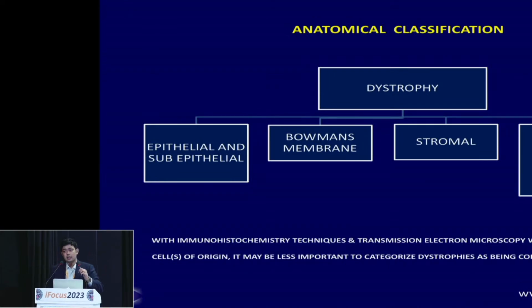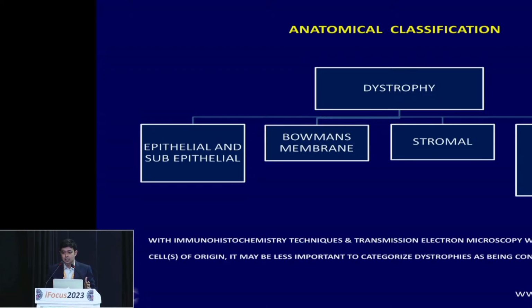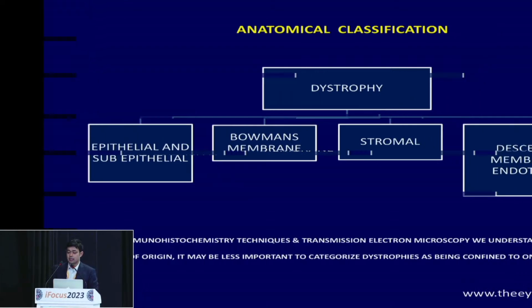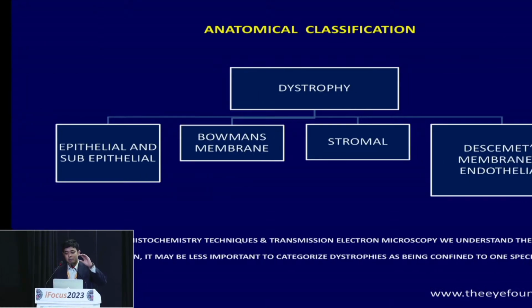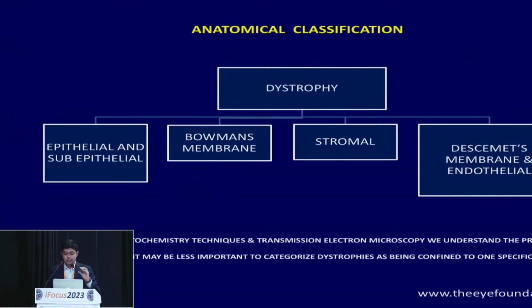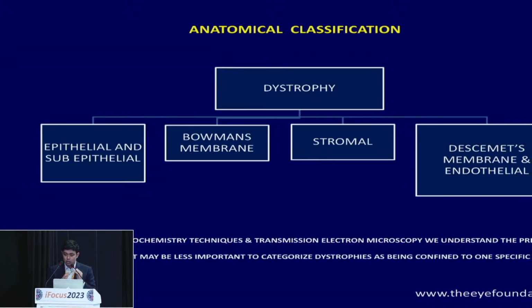So classically we had the anatomical classification, and that is how I will discuss the rest of the topic. Essentially we divide them into epithelial and subepithelial, then the Bowman membrane dystrophies along with the anterior stromal, the stromal dystrophies, and the Descemet's and endothelial dystrophies.